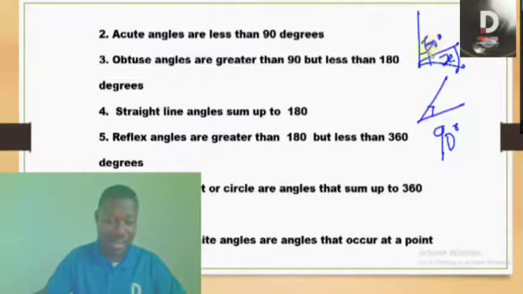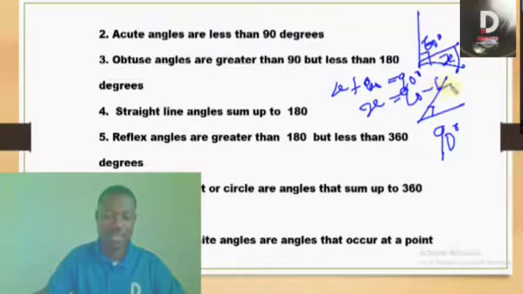x plus 60 must produce 90. So just write x plus 60 degrees equal to 90 degrees. You group like terms. x is equal to 90 minus 60. Then x is equal to 30 degrees. You get your answer. I hope you are okay with that.